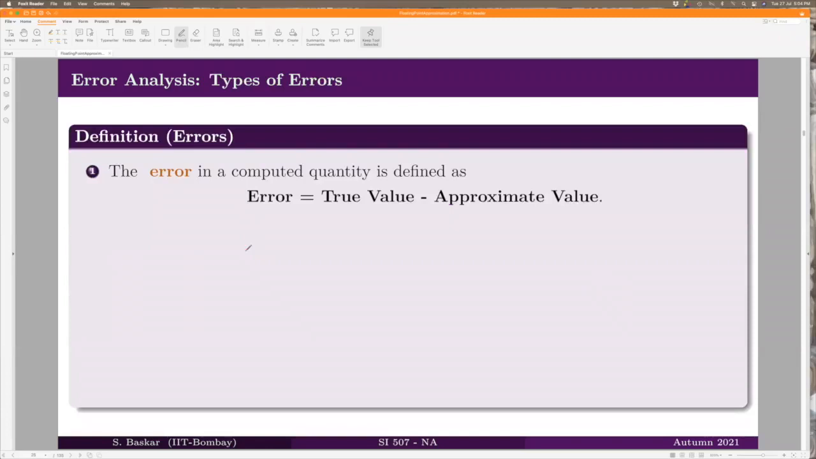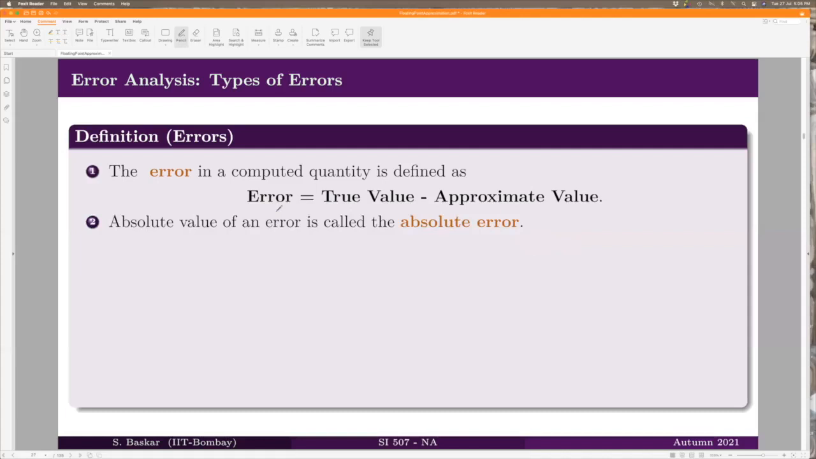Let us introduce the notion of error now. Obviously, we all know intuitively what is meant by error. You have a number x. Instead of using x in your calculation, you are using some other number x tilde, say. It may be coming from some way or the other, the floating point approximation. It may be chopped or rounded or whatever. Then the difference between these two numbers is what is called the error.